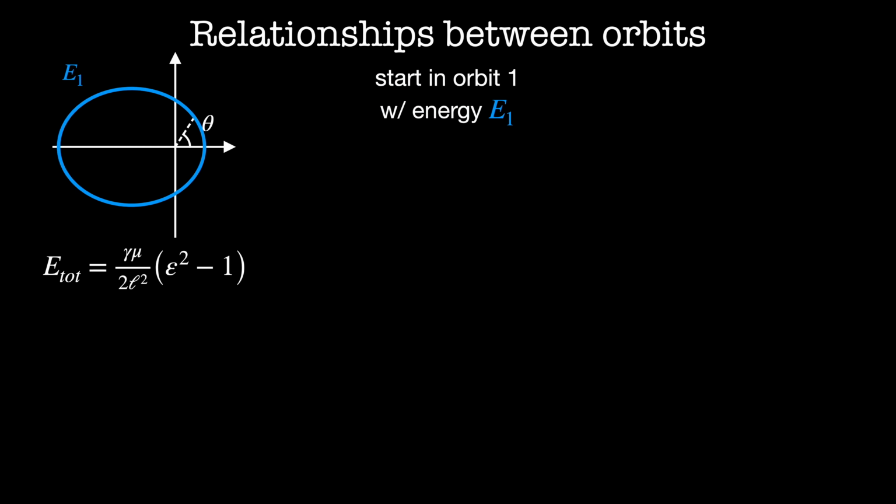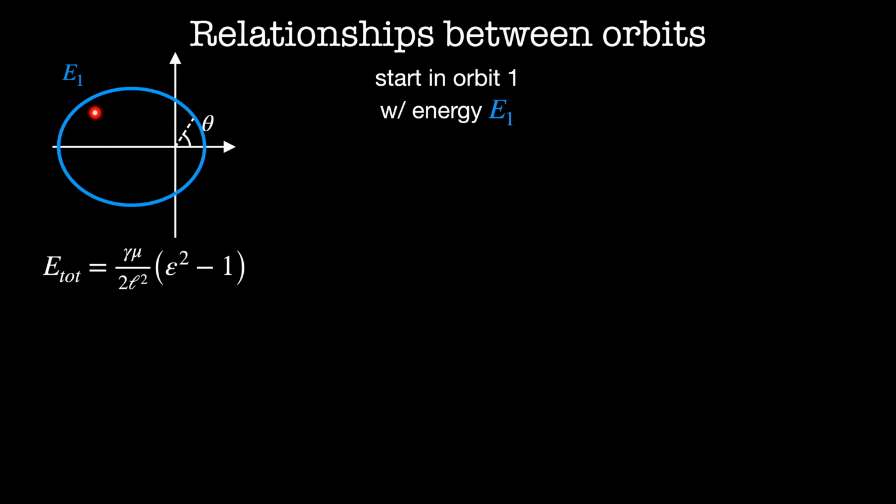In this video, we'll learn how to change orbits in inverse square law systems. We'll start off by remembering that the total energy of an orbit is determined by the shape of that orbit. It's proportional to the eccentricity squared minus 1, where the proportionality constant is the coefficient of the central force times the reduced mass divided by twice the angular momentum squared.